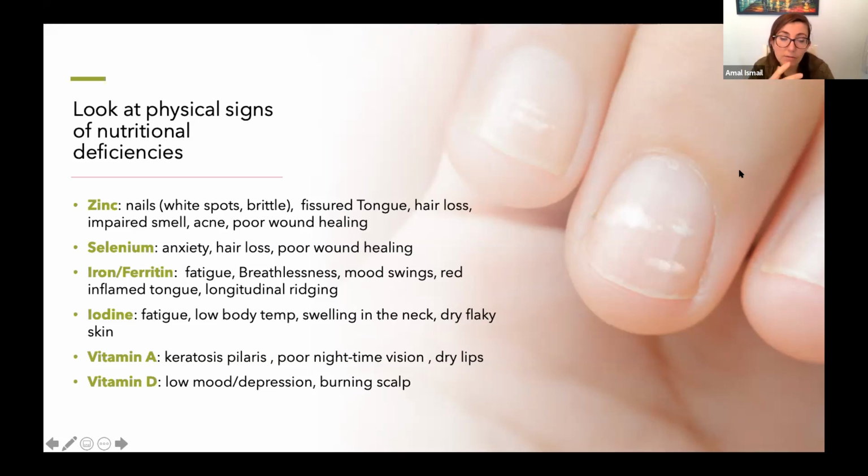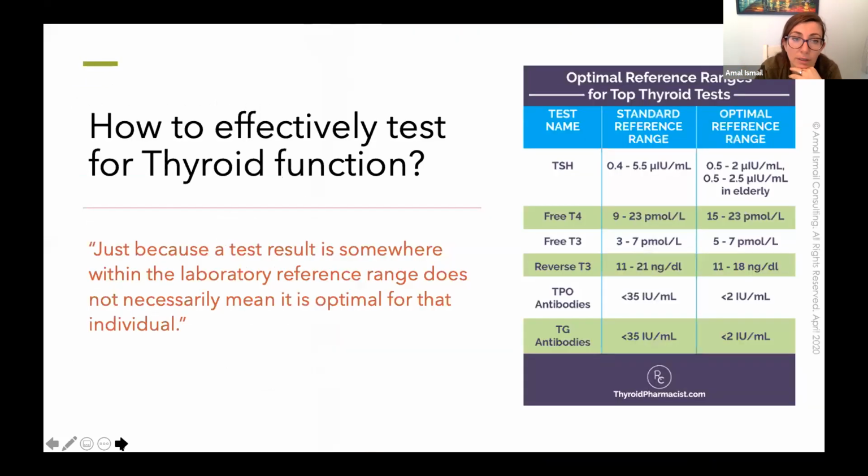Vitamin A, very easy way. I always check keratosis pilaris, especially on the back of the arms or the back of the lower legs. Poor nighttime vision, dry lips. And vitamin D, you have low mood and depression, also burning scalp. Severe vitamin D deficiency used to be seen in people who complain of burning scalp. So these are very quick ways that we can look at and we think, okay, if there's a deficiency, we have to correct that deficiency because maybe correcting it would be sufficient to correct the imbalance in the thyroid. And Farah is going to cover this in more detail.